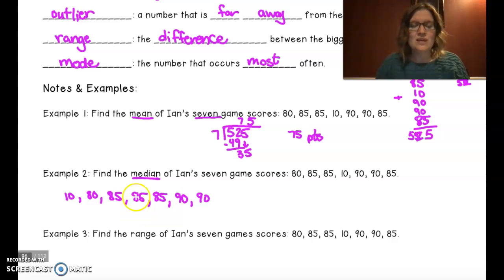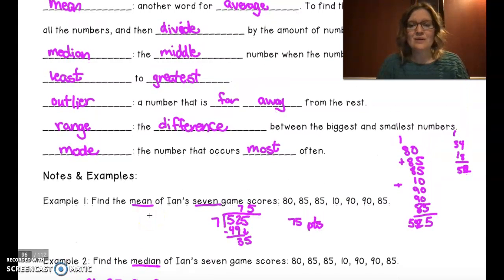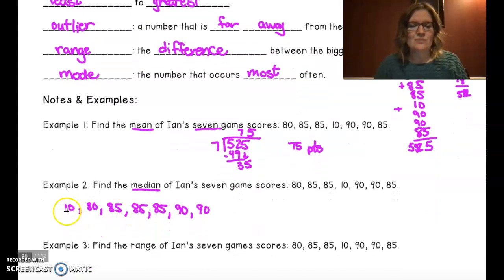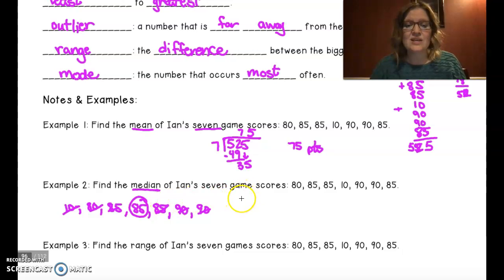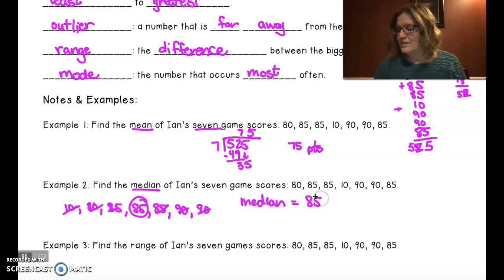Now we're going to find the median, which, remember, the median is the middle number. So we count our middle number. 1, 2, 3, 4. I'm thinking it looks like it's going to be here because we count 1, 2, 3, and then 1, 2, 3. So our middle number, the median for this, is 85. It is the middle score, the middle number for Ian.